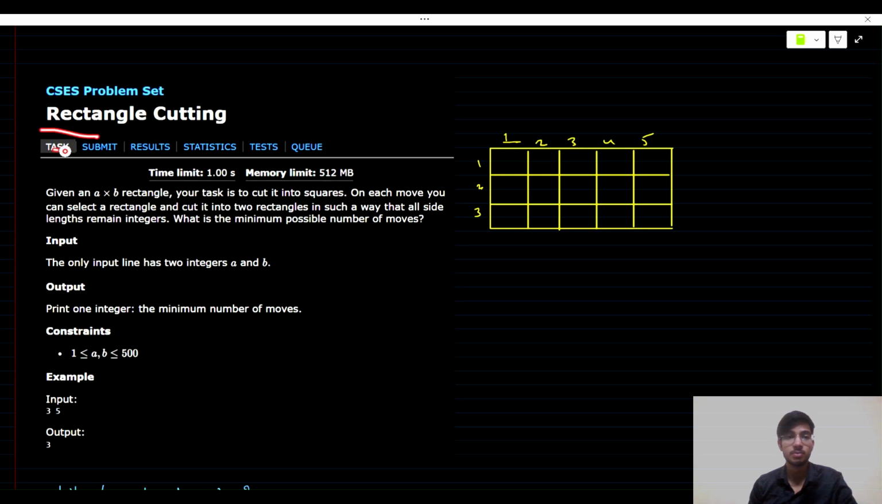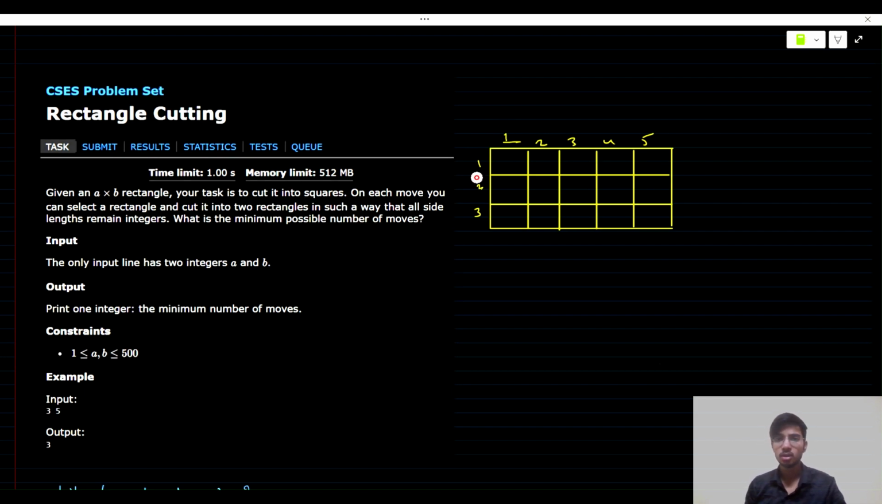Hello everyone, today we are going to discuss the problem rectangle cutting. Given an A cross B rectangle, your task is to cut it into squares. For each move, you can select a rectangle and cut it into two rectangles in such a way that all side lengths remain integer. So you have to tell the minimum possible number of moves from which you are able to cut a rectangle into squares.